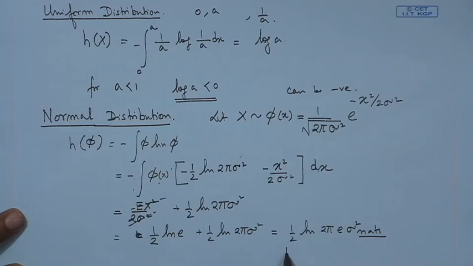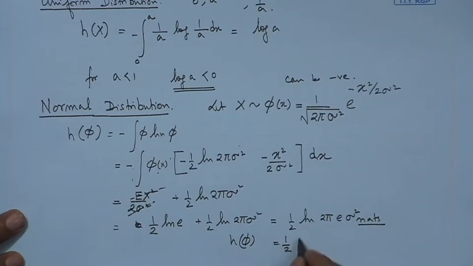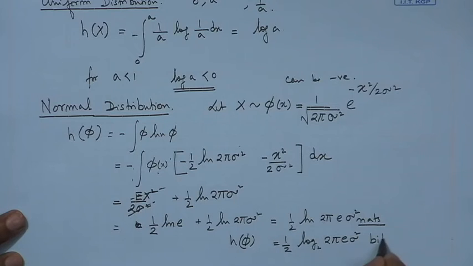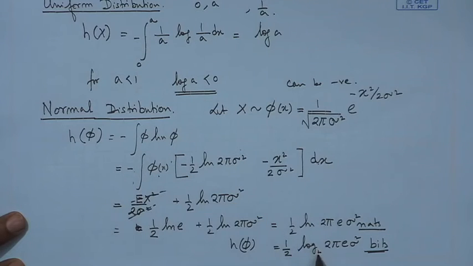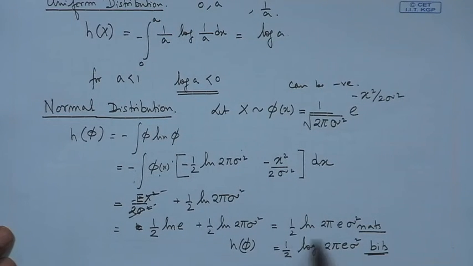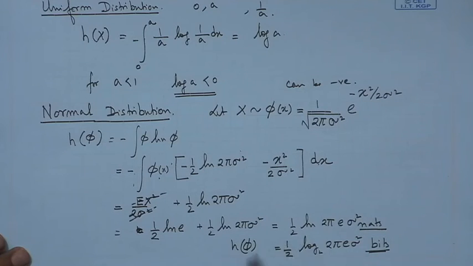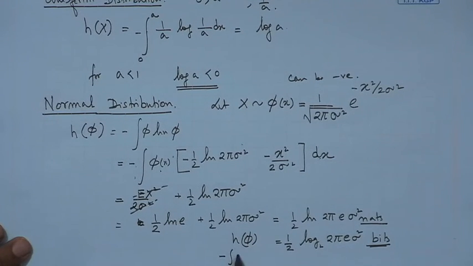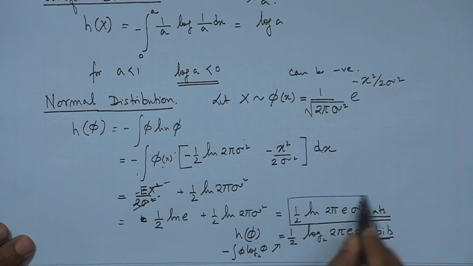And if you take in bits, h of phi in bits would turn out to be half log base 2 of 2 pi e sigma squared in bits. So for arriving at this, instead of taking ln over here, one has to take log base 2, and then you would arrive at this particular expression. So you can try this as an exercise. So basically h of phi, when it is defined as minus integral phi log base 2 of phi, through this you are going to get this particular expression. So this is again a very important result which we will use later on.